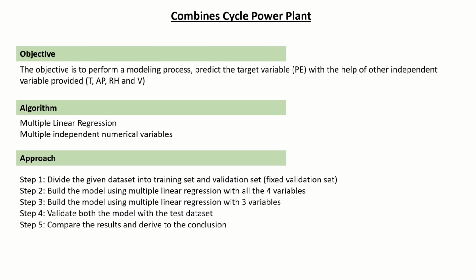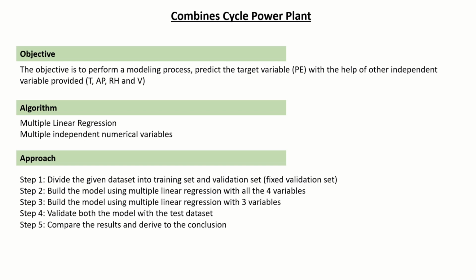So here we are going to use a multiple linear regression algorithm for the model processing. Since the data is numerical and there are multiple independent variables, we will be using a multiple linear regression algorithm for the prediction. The approach we are going to take is that the given data set will be divided into a training set and a validation set. 80% of the data will be the training set and around 20% will be the validation set.